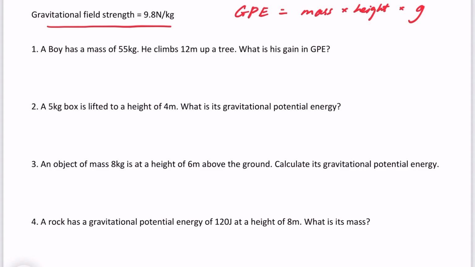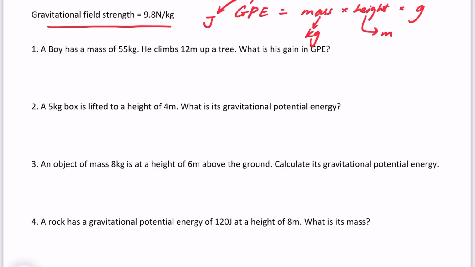Before we move on to the questions, we should talk about the units. The unit of the mass is kilogram. The unit of the height is meter. And the unit of gravitational potential energy is joules. And then let's move on to the questions.